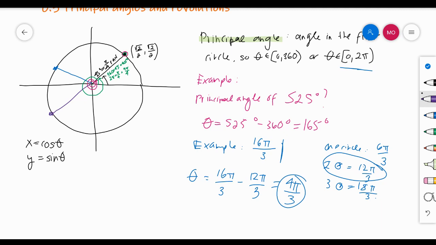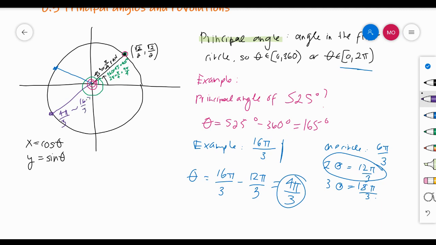Somewhere in this quadrant, meaning that this angle here is not only 4 pi over 3, but it's also equivalent to an angle of, I don't know what symbol I'm using here, I'm going to use this, it's going to be equivalent to an angle of 16 pi over 3 as well.